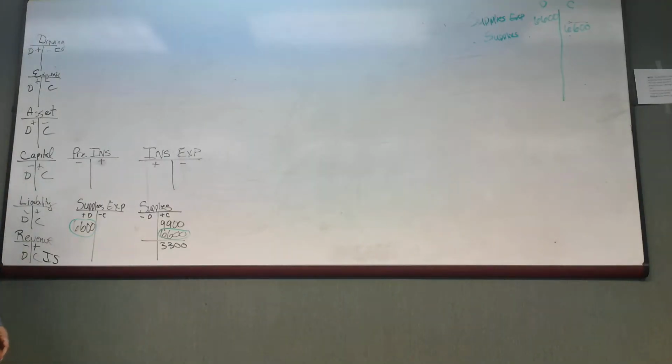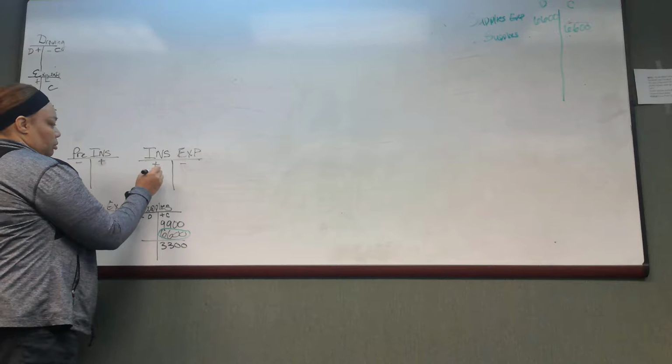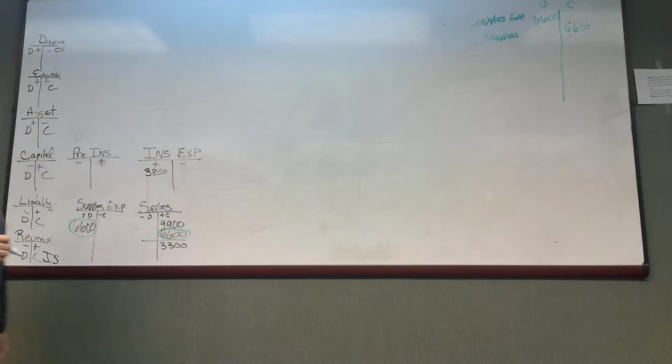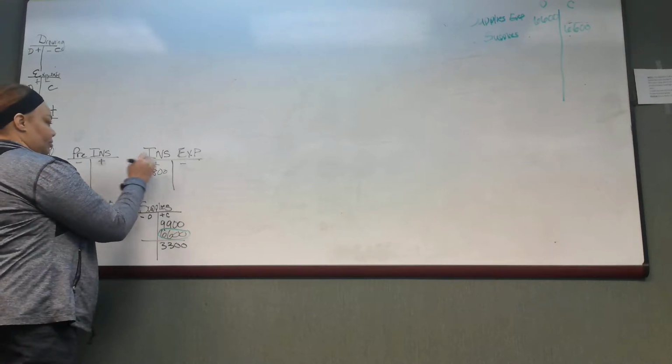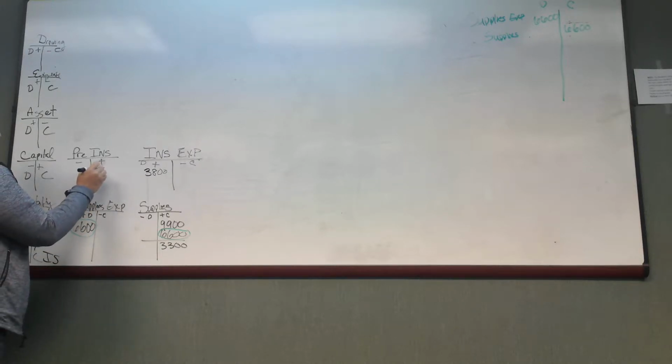They said the cost of expired insurance for the fiscal year is $3,800. So they want us to utilize $3,800 of an expense, right? So we want to increase our insurance expense account. Is that going to be a debit or credit? It's going to be a debit. Go ahead and put your D and your C up there, so everybody knows that debit is on the left-hand side and credit is on the right-hand side.